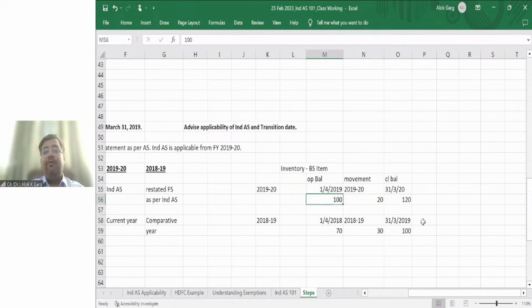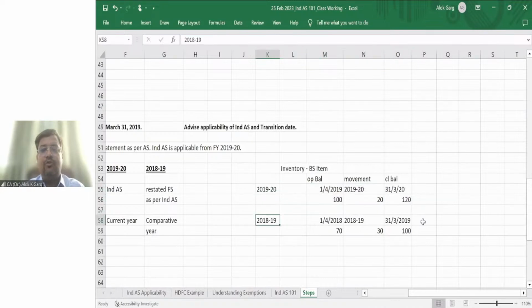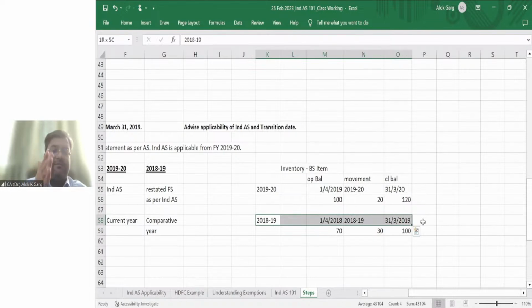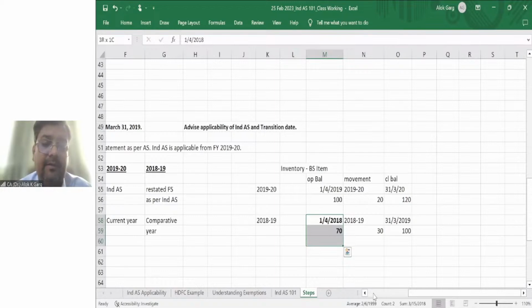But friends, if you have to prepare the current year financial statement as per Ind AS, the opening balance of the current year needs to be converted as per Ind AS. So you have to restate the comparative also. When you restate the closing balance of comparative, it will become the opening of the current year. But the problem is this 1st April 2018 number is as per accounting standard. So if you have to restate the comparative number, you have to restate the opening balance as per Ind AS also.